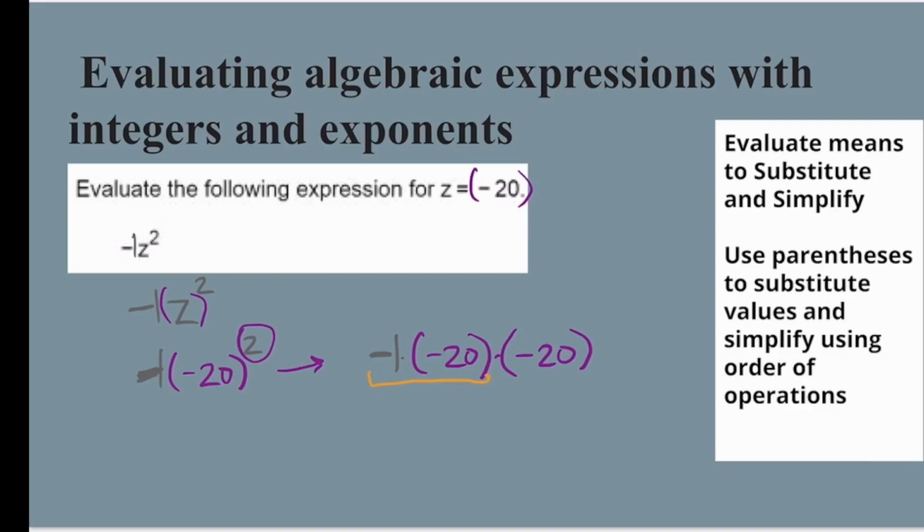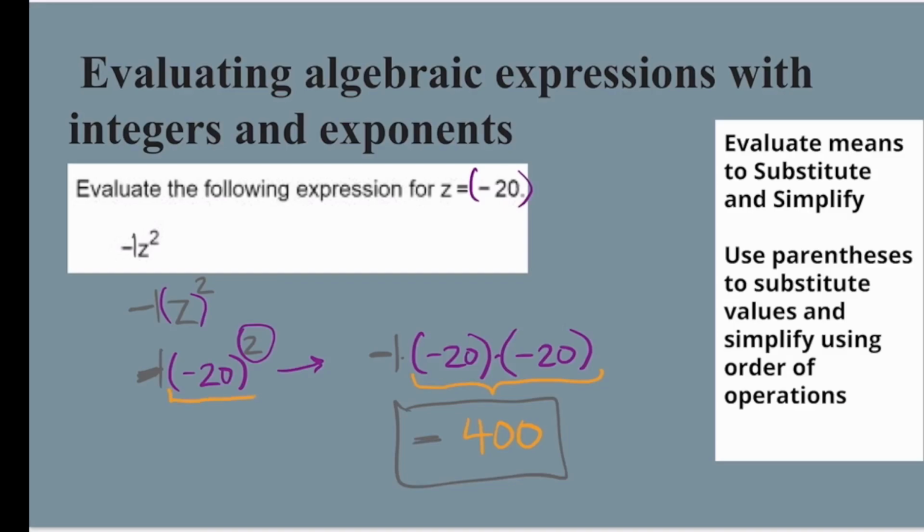-1 times -20 is +20. +20 times -20 is -400. Or I would say let's multiply these first because of the associative property. -20 times -20 is +400, and then that -1 comes down to make your answer -400.